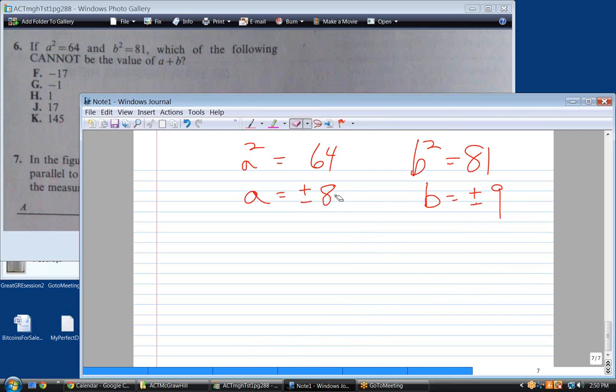Although even if you didn't know that it was plus or minus, you'd be inclined to guess 145, just because there's no way you can get to 145 from any of these numbers, whether you knew plus or minus or not.